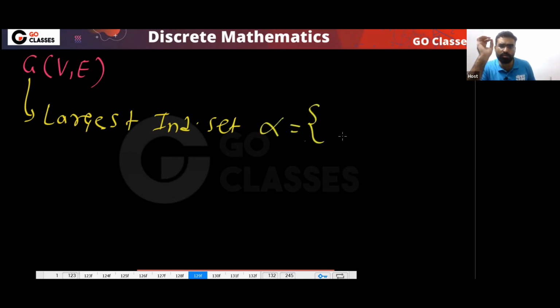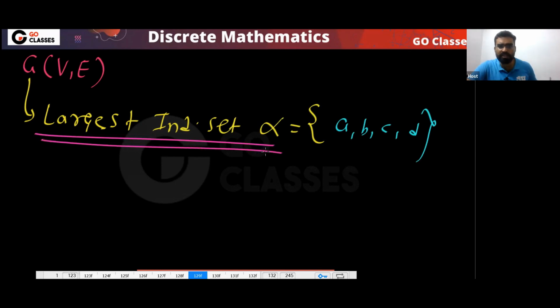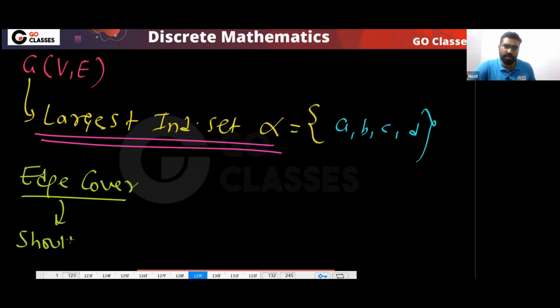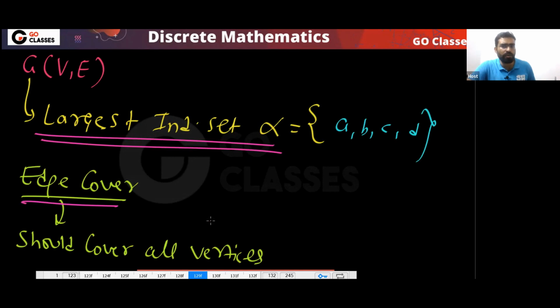Let us assume that this is the largest independent set, A, B, C, D. Now what does an edge cover do? It should cover all the vertices. Yes or no? Agree? Edge cover should cover all the vertices.